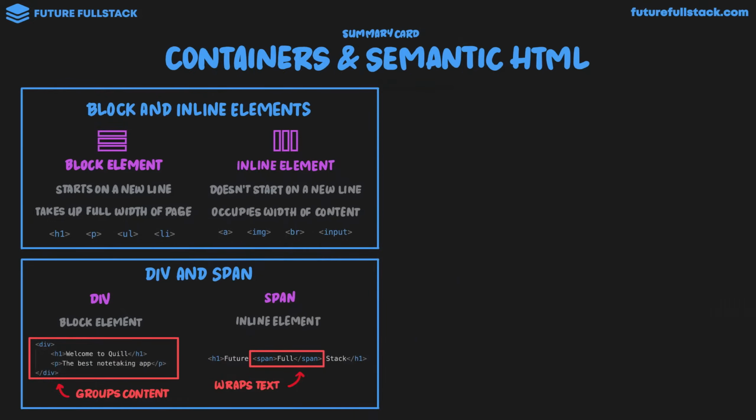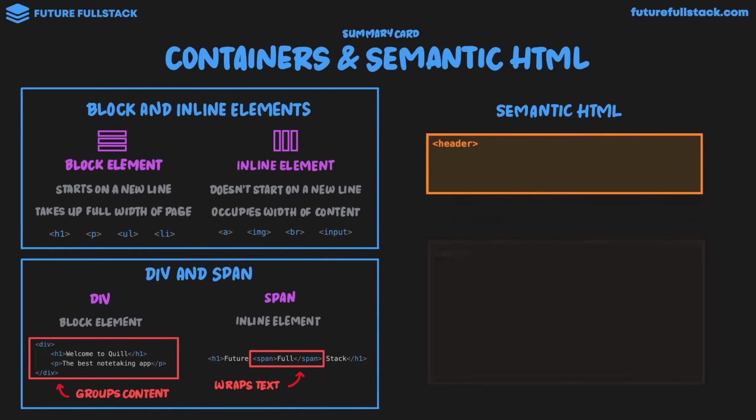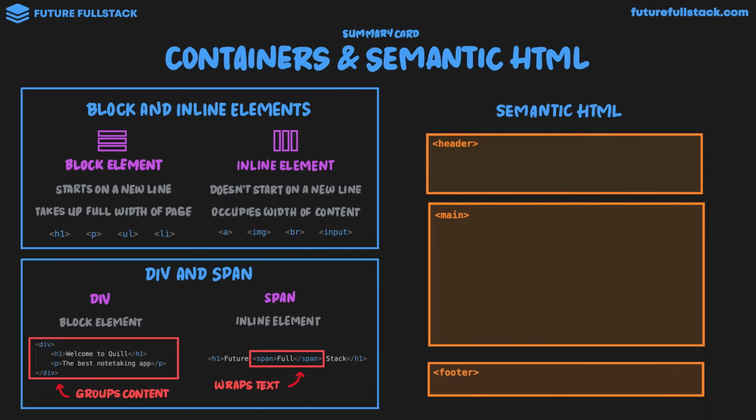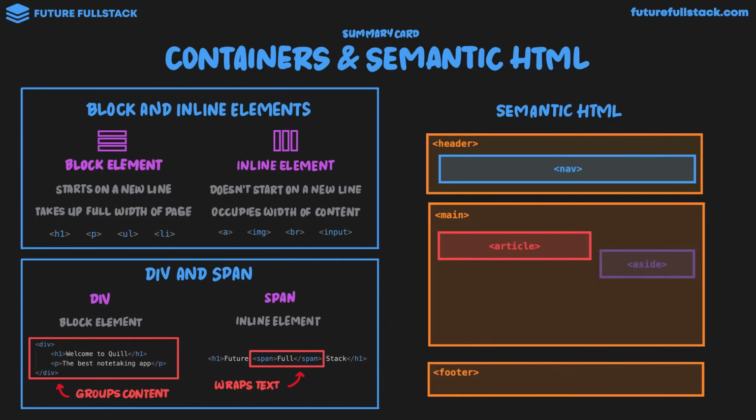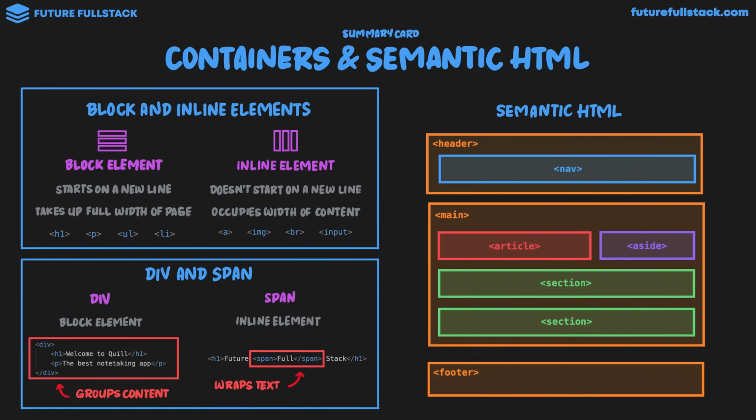Let's go and finish off our containers and semantic HTML summary card. We looked at semantic HTML. We saw that a page has 3 main divisions: the header, the main, and the footer. Inside the header, we often include a navigation section. Inside the main, we have semantic elements like articles, asides, and sections. And just remember, a lot of the time, we're just going to be using sections.